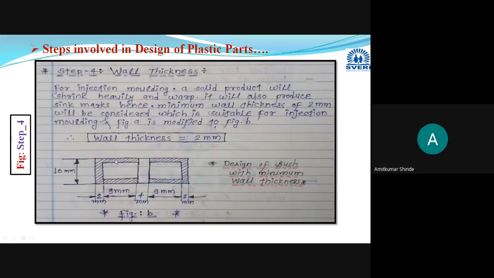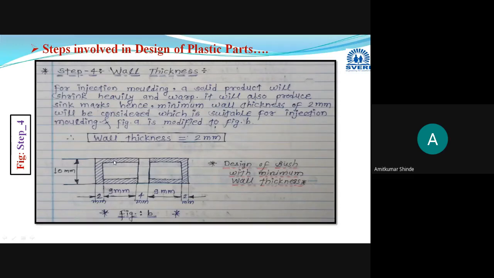Instead of manufacturing the heavy section, minimum wall thickness is provided to reduce the shrinkage, warpage, or to avoid the sink marks. Generally for injection molding, 2 millimeter wall thickness is provided. So this is our modified design. While providing the wall thickness, you have to take care that it should be minimum and it should be uniform throughout. That's why throughout we have provided 2 millimeter.